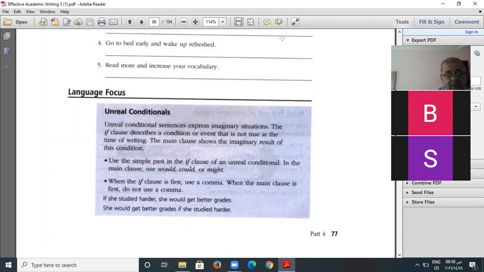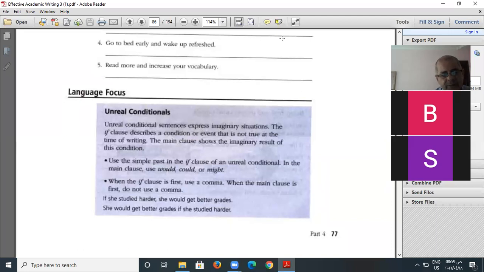Look at the example here. If she studied hard, comma, she would get better grades. طبعا هاي عندنا ايش؟ If she studied هون simple past studied. إذا الإف كلوز شو فيه simple past. بالمين كلوز she would برضو past. إذا هذا conditional is not real. يعني الإف كلوز فيها الإيفنت هون untrue at the time of writing، نقول if she studied in simple past. المين كلوز بتكون الإفكت برضو بتكون imaginary. You would get better grades. Okay.